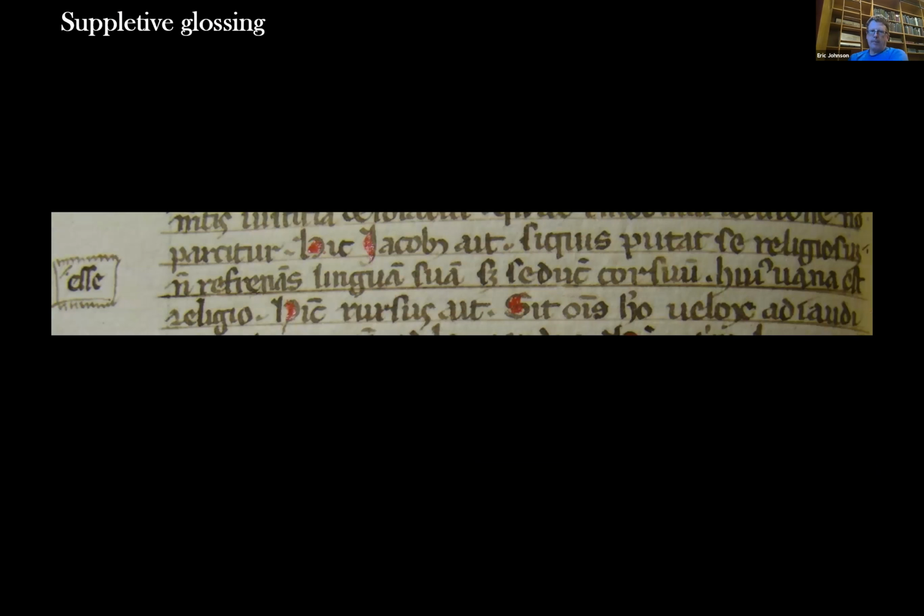Here's an example of simple suppletive glossing, and there's really no interpretation happening here. This is when you simply add something that helps with the grammatical sense of the actual text that's happening here. So in this case, the word essay, to be signaled by this tie mark, is supposed to be inserted after the word religiosus up here on the very end of the top line or the second line, depending on how you're looking at this image. You can just see the tie mark in the very extreme upper right register of this image. So that's simple suppletive glossing.